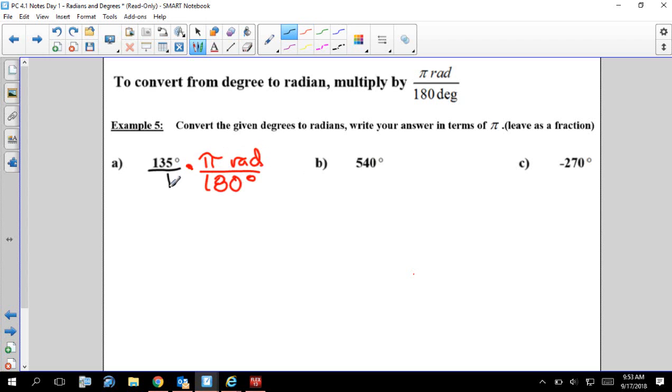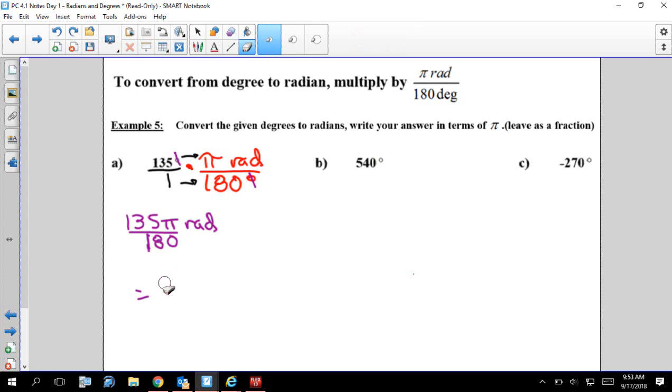I put 135 over 1. Some of you still don't know how to multiply by fractions. I found out when I was grading your tests. We multiply fractions just straight across. You can only cancel stuff if it's on the top and the bottom, so I'm going to cancel my units of degrees over degrees. I'm going to be left with 135 pi radians over 180. And then, does 135 over 180 reduce? It does, eventually, to 3/4. 3 pi over 4.